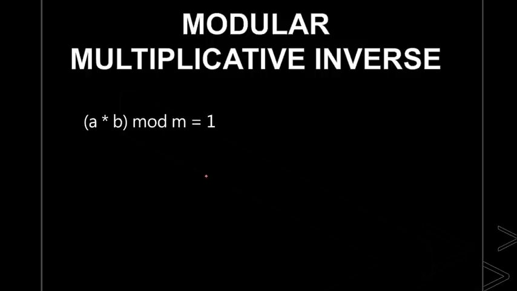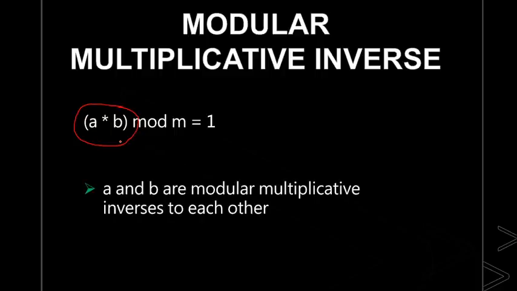I can represent it like this: A into B modulus M should be 1. Last time we considered only A into B. This time we will be considering A into B mod M. So when I take mod M, that becomes a modular multiplicative inverse. So what do we call A and B? A and B are modular multiplicative inverses of each other.